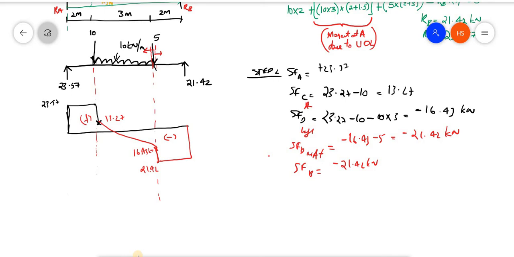Here, while considering a load, there are two sections, one to the right and one to the left. If I consider the left, I have only 23.27. If I take a small section to the right, then this 10 kilonewton will also be there, that is 23.27 minus 10. Some of this you have to write more clearly, so I am writing it this way to make it easier.